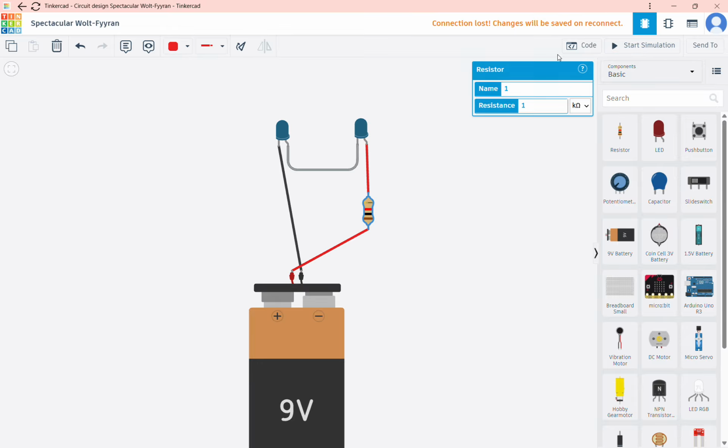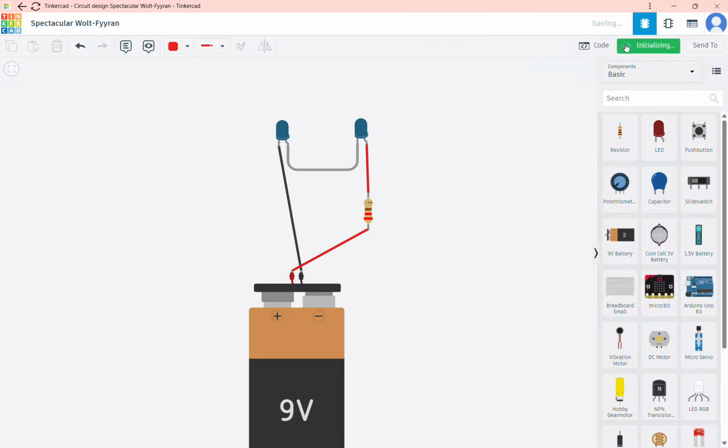So this is 1 kilo ohms. Okay, resistance is measured in ohms. So I'm going to change this to 220 ohms and run the simulation. Now it's bright like before, and we don't have any warning.